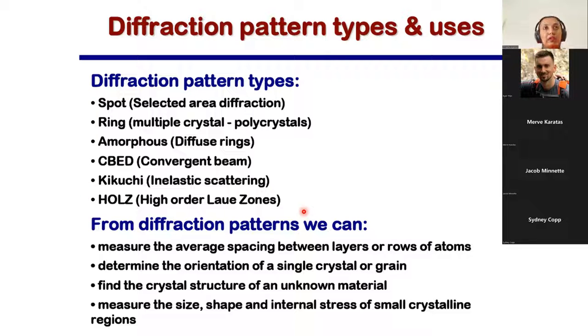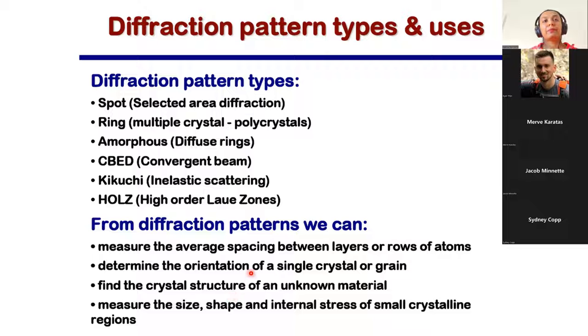Now, very important here: what kind of information can we take from the diffraction pattern? From a diffraction pattern, we can measure the average spacing between the layers or the rows of atoms. That is the value of d. We can determine the orientation of a single crystal or a grain. I think we talked about it. I would introduce today something called zone axis. And then we can find the crystal structure of an unknown material.